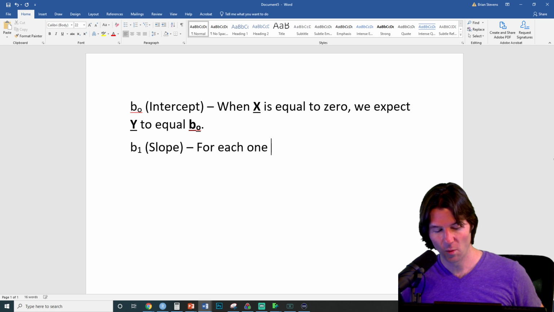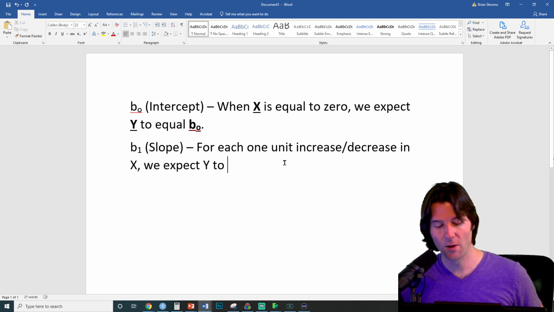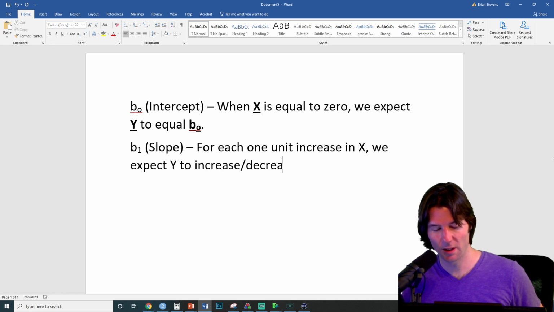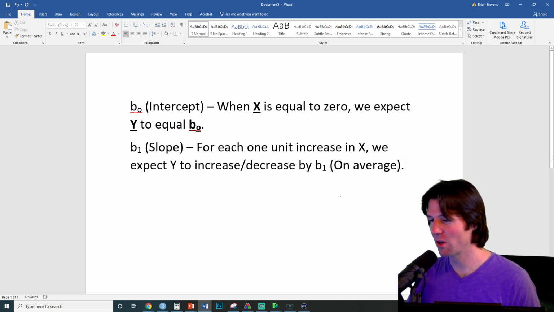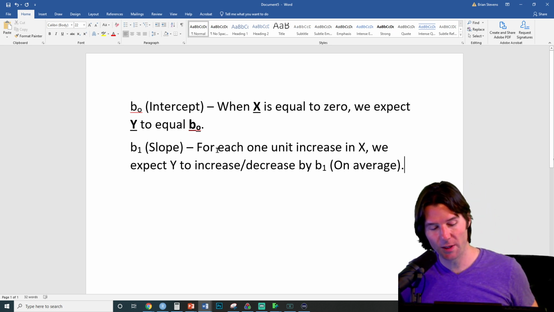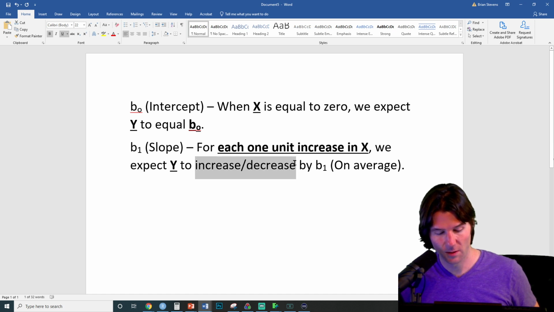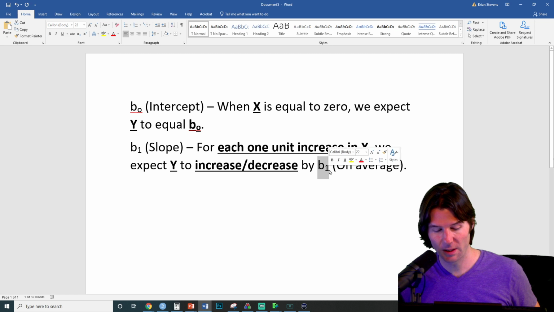We've got slope here. For each 1 unit increase or decrease in x, I remembered it this semester, we expect, not with an S, y to, oh no, I did it wrong, to increase or decrease by B1, and then on average, whatever. I don't write that on mine when I do it. So I'm going to put some very important things in here. For each 1 unit increase in x, and y is getting underlined, you must choose one of these two. Have these written down, please, please, please.